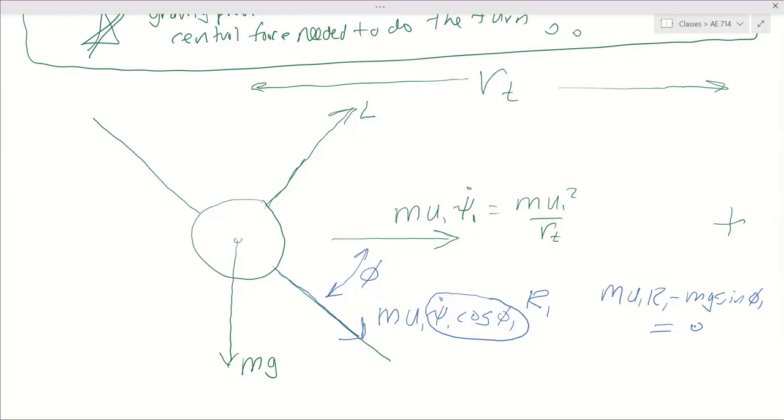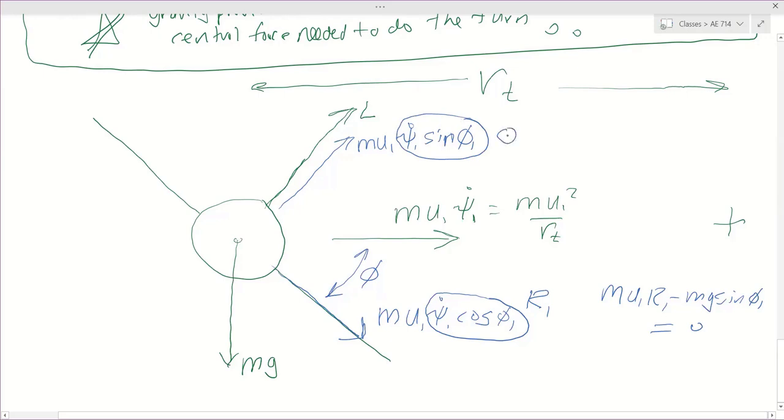So next we're going to draw gravity, but let's finish the components because we're going to have a component of that required force in this direction as well. So I want to write that. And that's mu1 psi1 dot sine of phi, and that's Q.